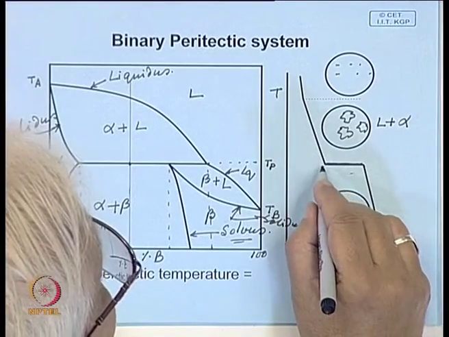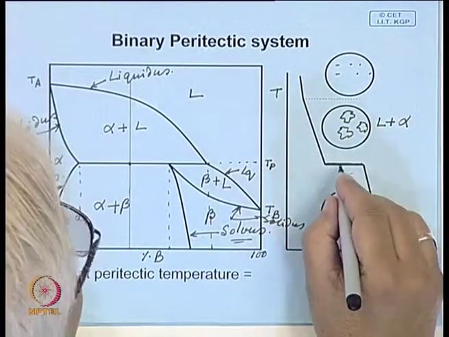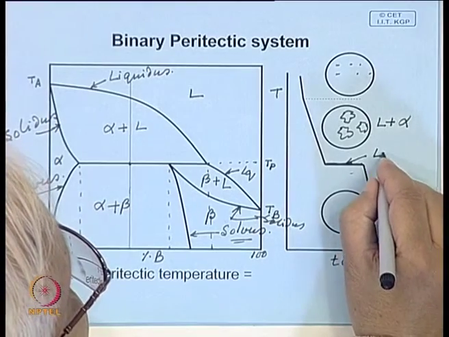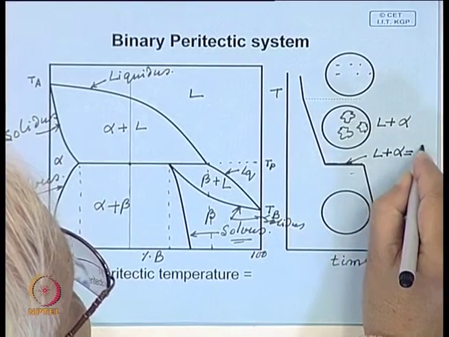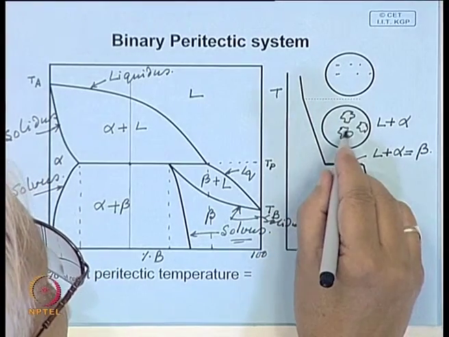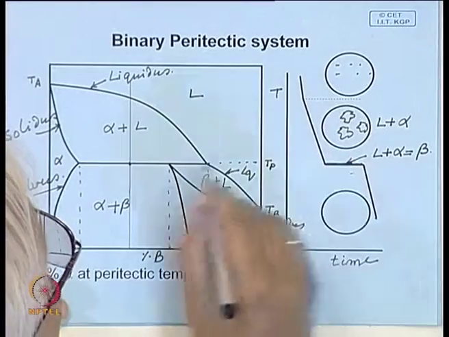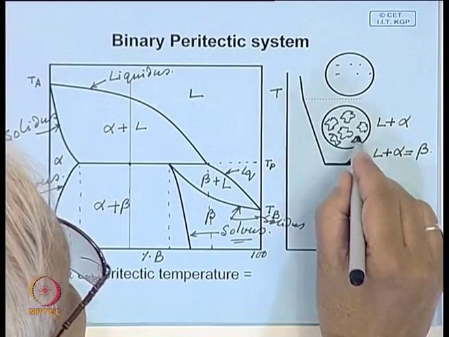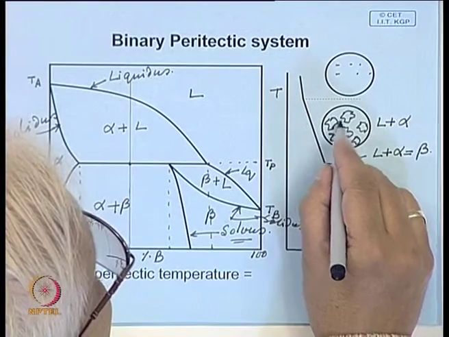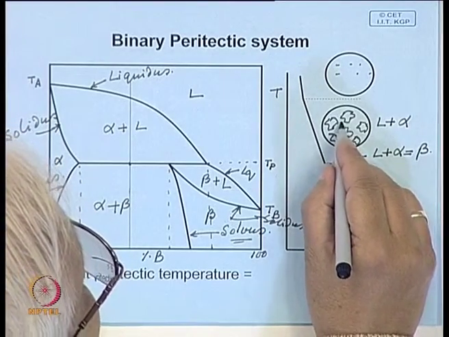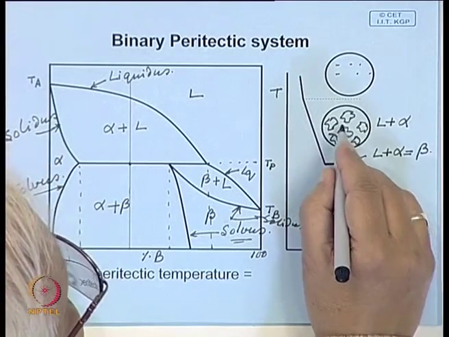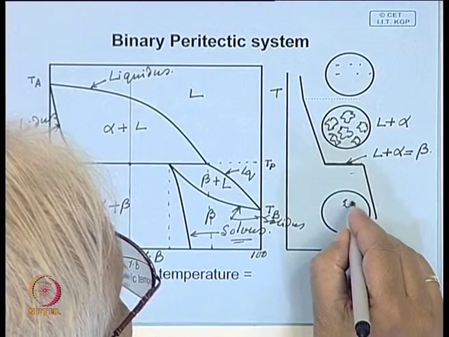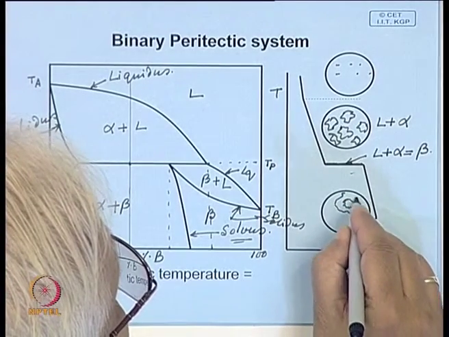Now, here what will happen is, you will have this reaction taking place, liquid plus alpha, and it will give rise to beta. So, that means beta will start forming here. So, you have this alpha, and what will happen? Part of it will react with the liquid and form beta. So, that means this alpha area will become smaller, and the rest is beta.